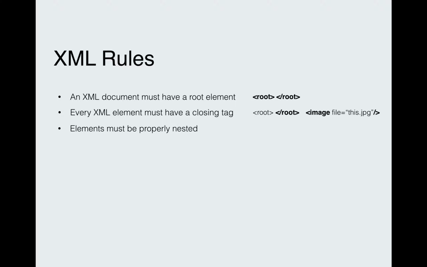Elements must be properly nested. In this example, the child element is completely nested inside of the root element. If, on the other hand, the opening root tag were to be followed by the child tag, and then the closing root tag, and then the closing child tag, this would be considered invalid because the child element wouldn't be completely nested inside of the root element.